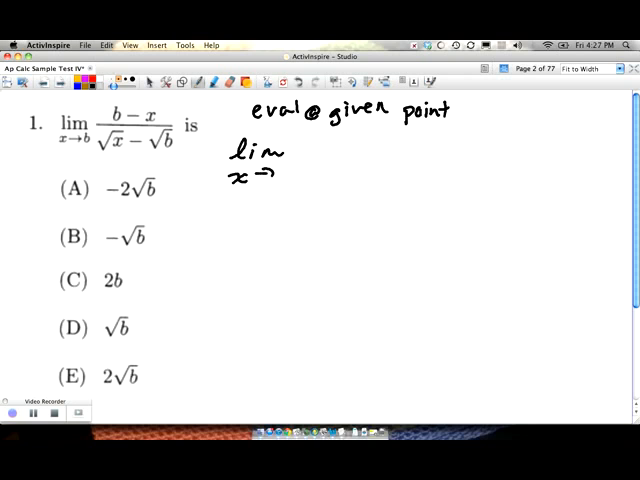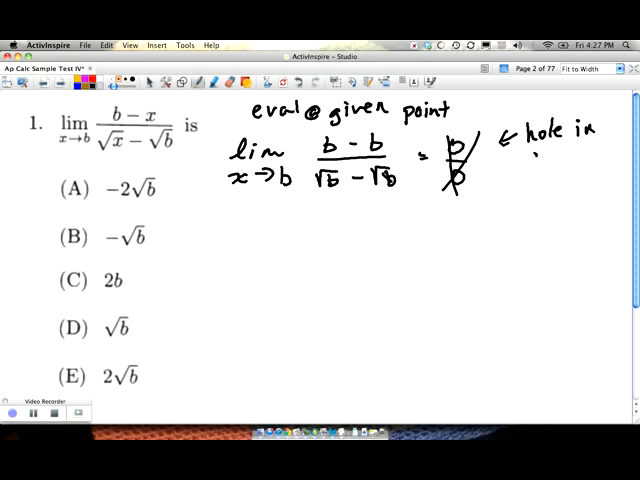If we do the limit as x approaches b, that means wherever there's an x, we're going to put a b in there. That means in the bottom here we'd have square root of b minus square root of b. And you look at that and we get 0 over 0, and that doesn't make sense mathematically, except to know that something's going to reduce in here, because this is really going to be a hole in our function. So let's see what we can do to reduce it.